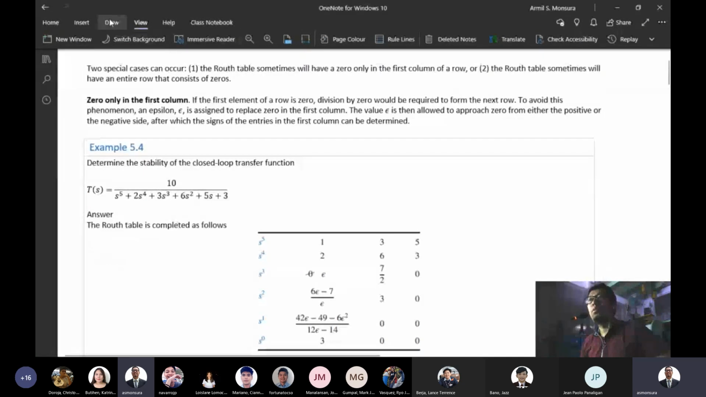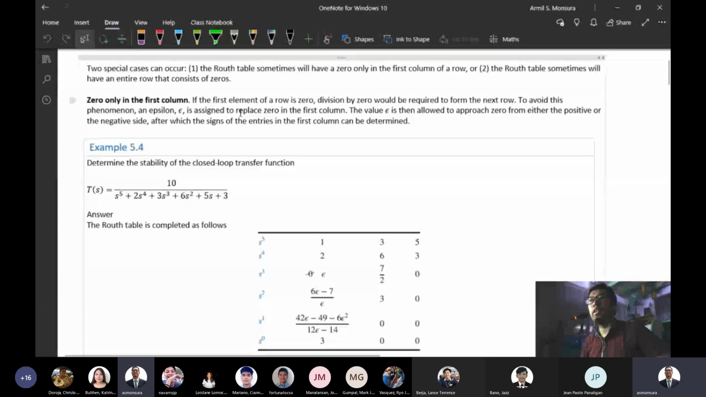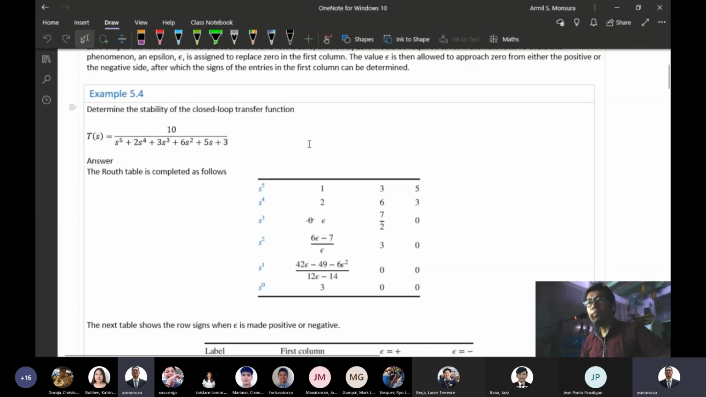Okay. So, for the first one, zero only in the first column. If the first element of a row is zero, division by zero would be required to form the next row. To avoid this phenomenon, an epsilon, or this symbol, is assigned to replace the zero in the first column. Then the value of epsilon is allowed to approach zero from either the positive or negative side, after which the sign of the entries in the first column can be determined. Okay. So halimbawa, meron tayong case dito. Let's determine the stability of the closed loop transfer function of this one.